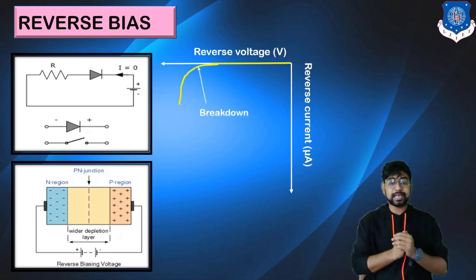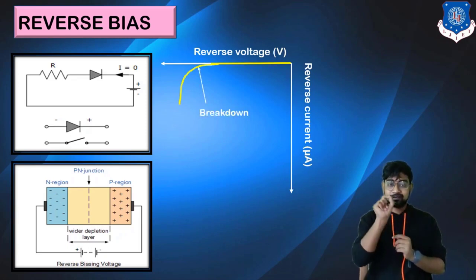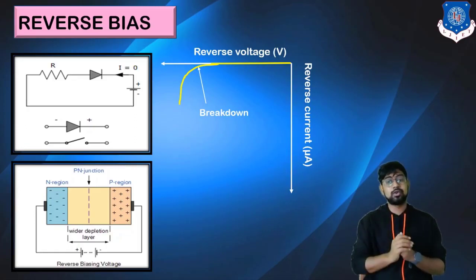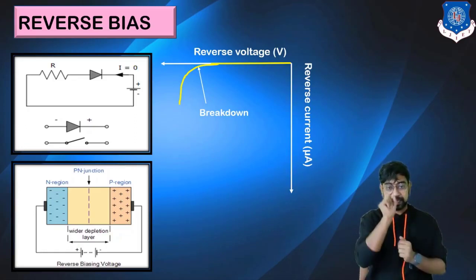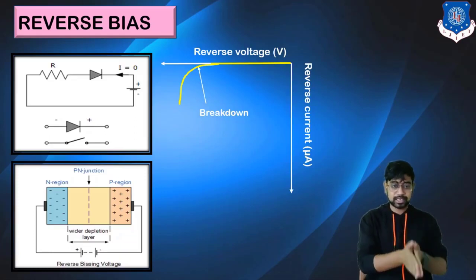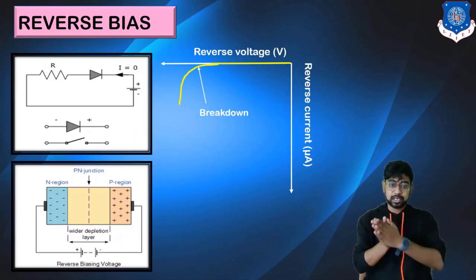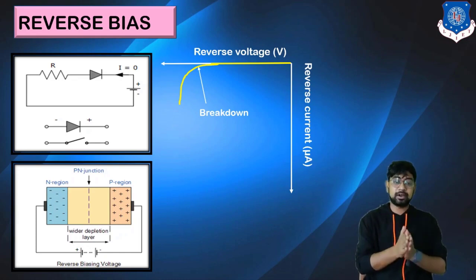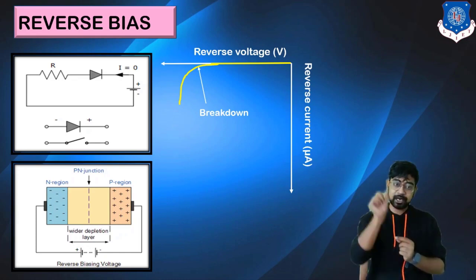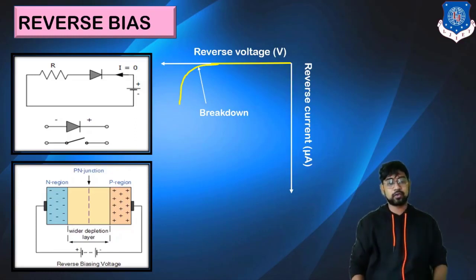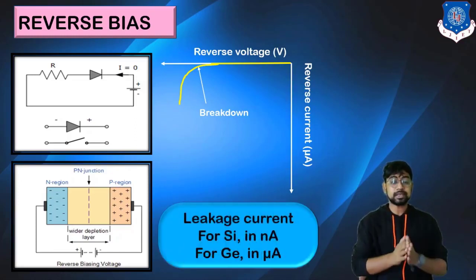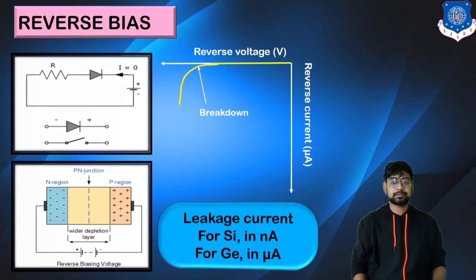Now you can see that after a certain point, the current tends to flow through. That particular point is the breakdown. No doubt we will cover the breakdown concept in the session on the Zener diode, where we will be discussing the breakdown. But at a certain point there is a breakdown and current instantly starts flowing. That leakage current in silicon is in nanoamperes and in germanium it is in microamperes.